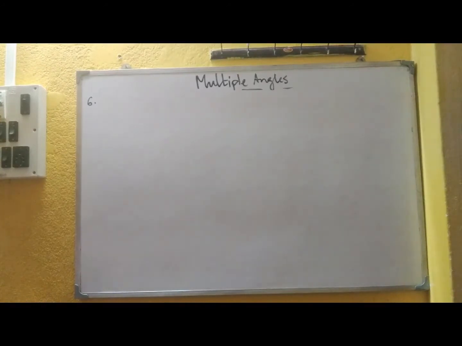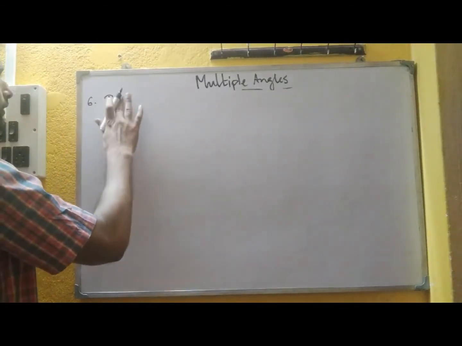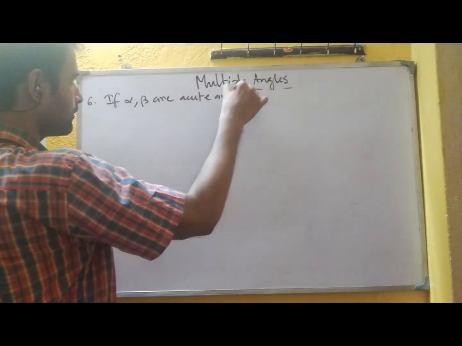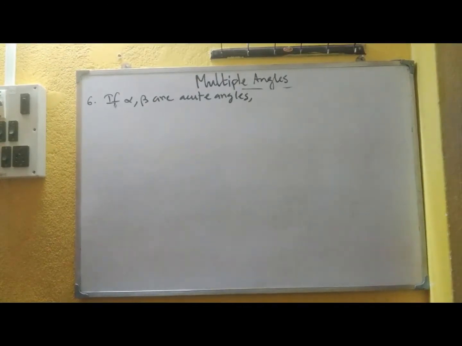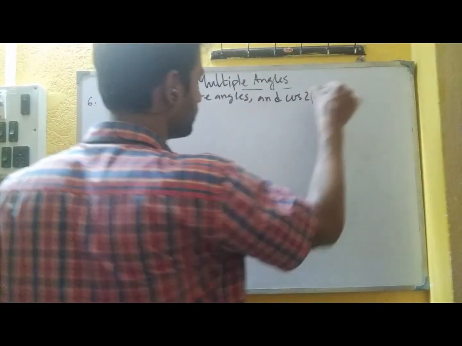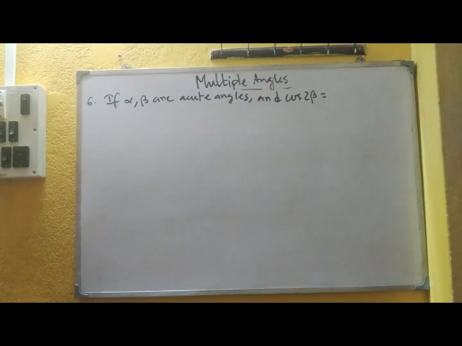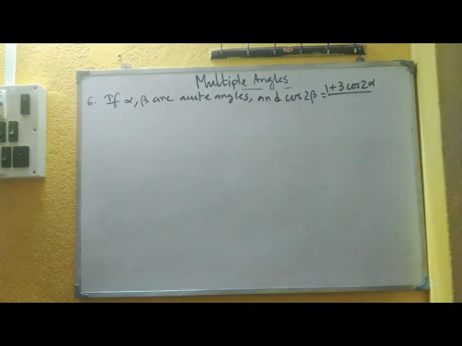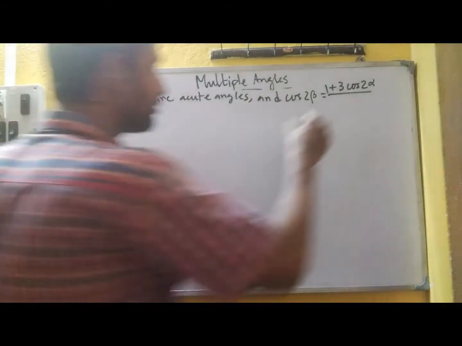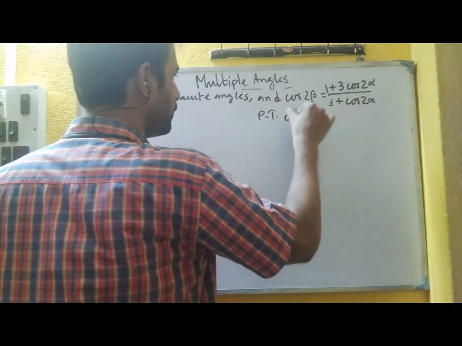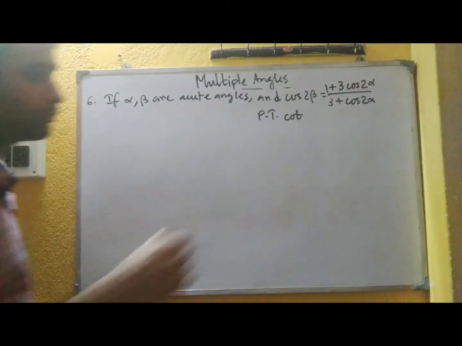Next we come to this sum. It says if alpha and beta are acute angles and cos 2 beta equal to 1 plus 3 cos 2 alpha divided by 3 plus cos 2 alpha, then prove that cot beta equals root 2 cot alpha.